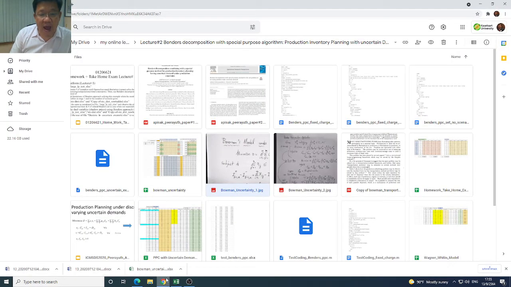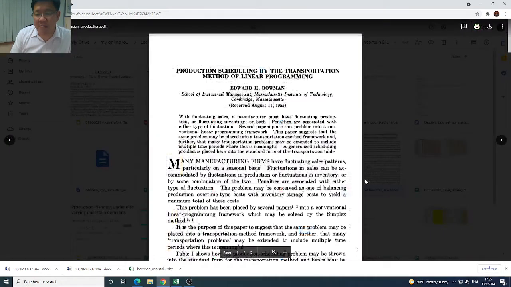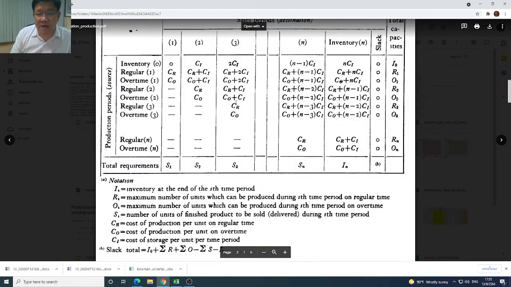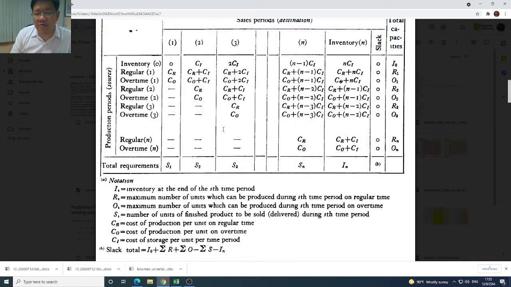I will take you back to see the regular paper of Bowman. Here, you can see that in this case we do not allow a back order cost.